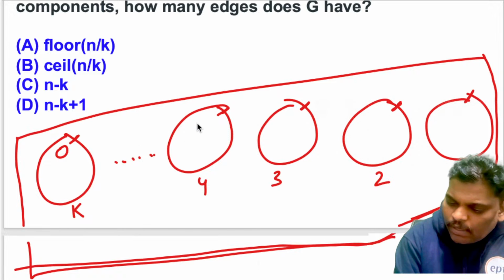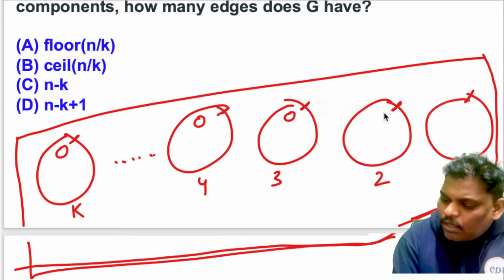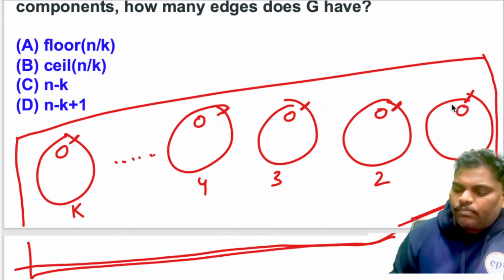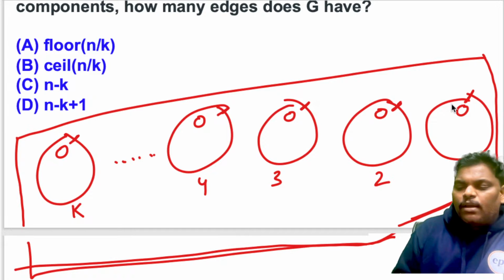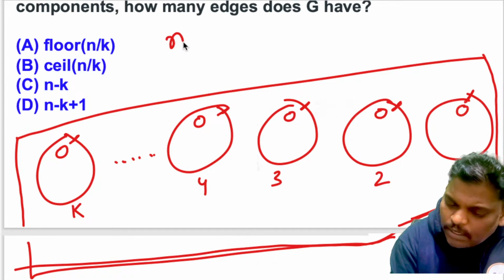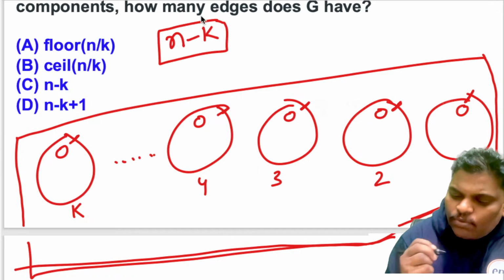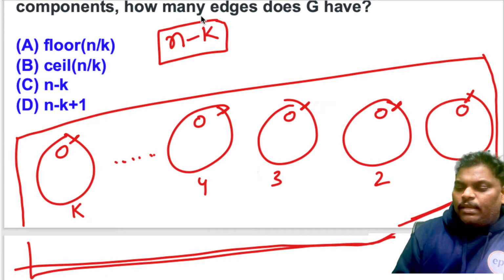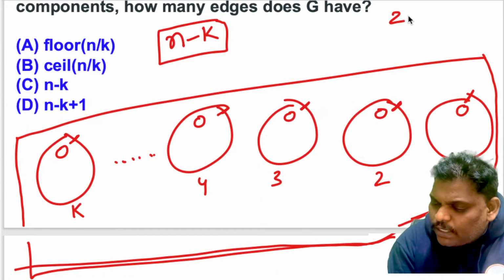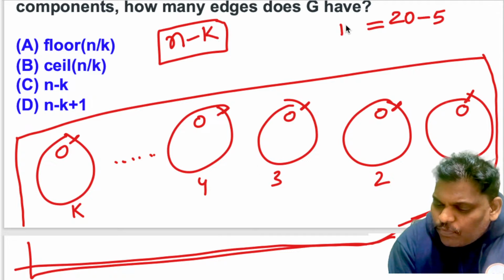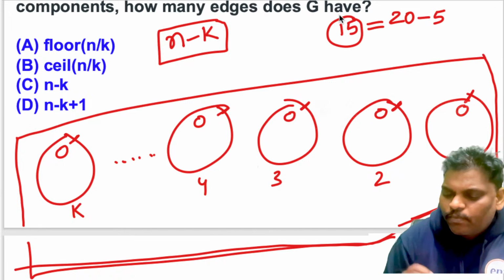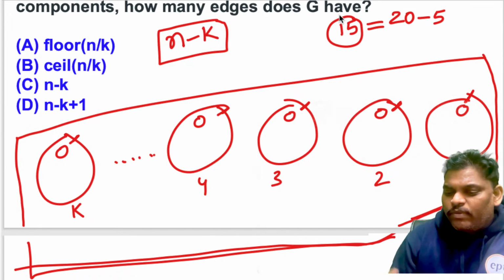First of all, one node is there in each component, so k nodes went like this. Because of k components, k nodes went. So the total is n nodes, k nodes went, and the remaining is n minus k nodes. Suppose the total nodes are 20 and the number of components is 5: 20 minus 5, so 15 nodes are available with us now.